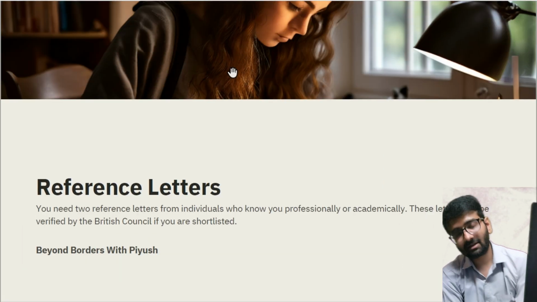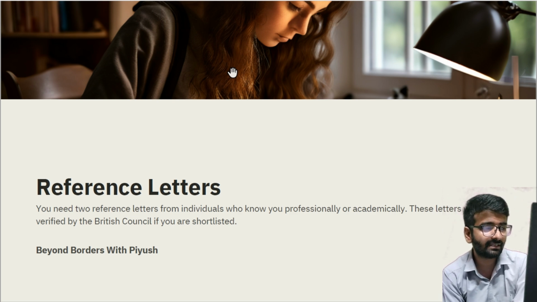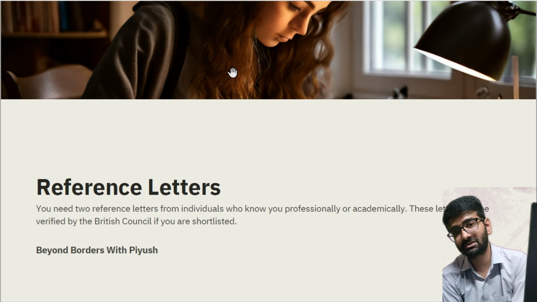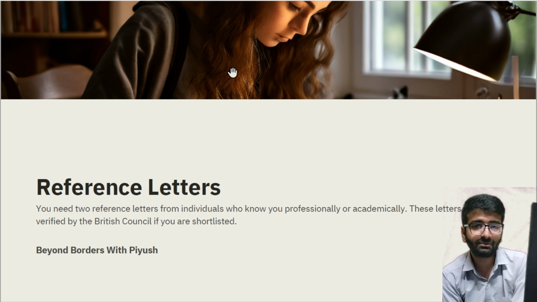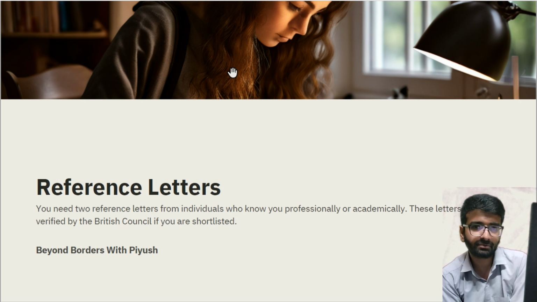Now, another requirement is for the reference letters. So you need to ensure that you have at least two reference letters from those people who have known you academically or professionally. So I would rather suggest you to get those signed from those people who, let's say, if you have done a job, so that could be your immediate manager or your company's director, or from where you have completed your education, so you can mention those people. It could be a direct professor or an HOD as well, so those could work really well for you.